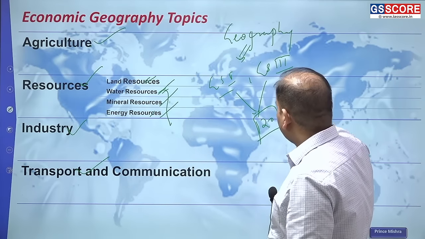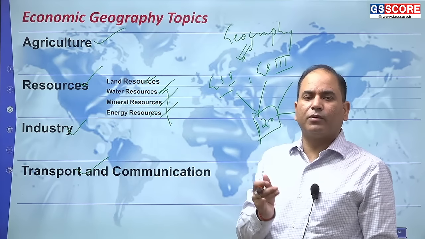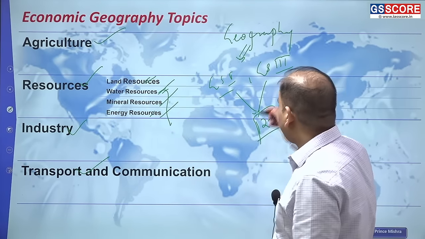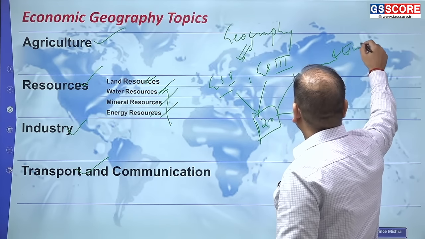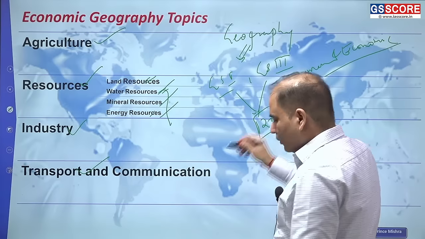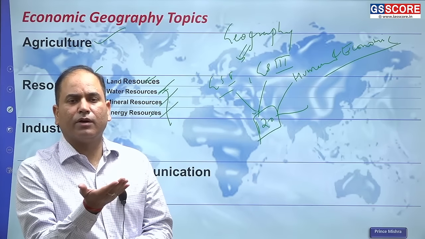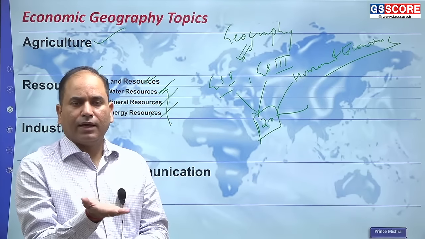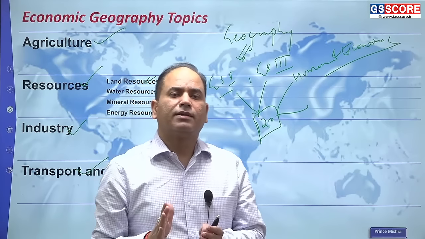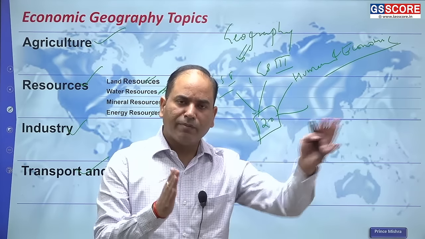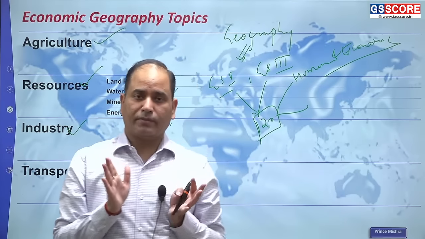Now in these 120 marks, you need to know that the major proportion of questions are being asked from human and economic geography. So in the mains examination, the weightage of human and economic geography is continuously increasing. And in human and economic geography, primarily the questions are being asked from economic geography. So in mains, economic geography is very much synonymous with human and economic geography.